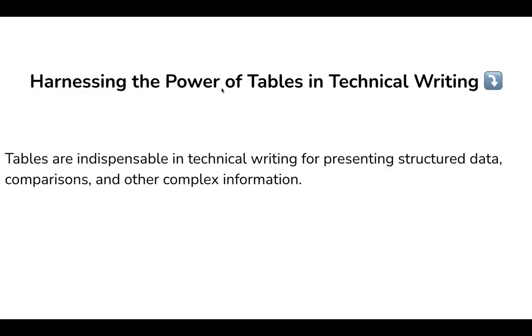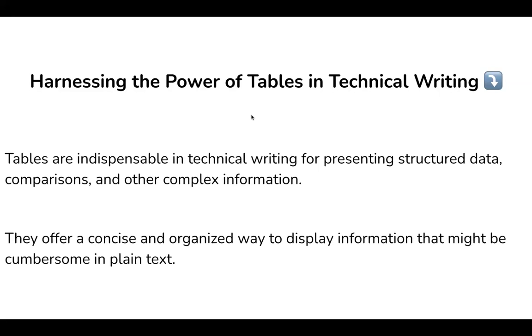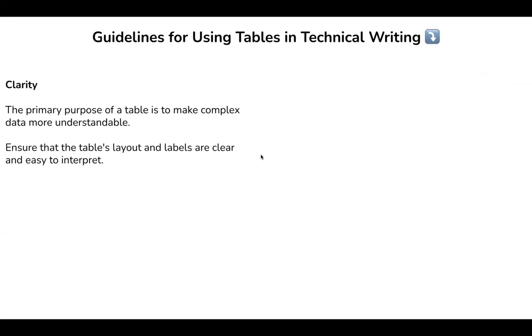So tables are indispensable in technical writing for presenting structured data, comparisons, and other complex information, right? Because they offer a concise and organized way to display information that might be cumbersome in sentences or paragraphs or even sections, right? So tables are very, very important in technical writing. So guidelines for using tables in technical writing.